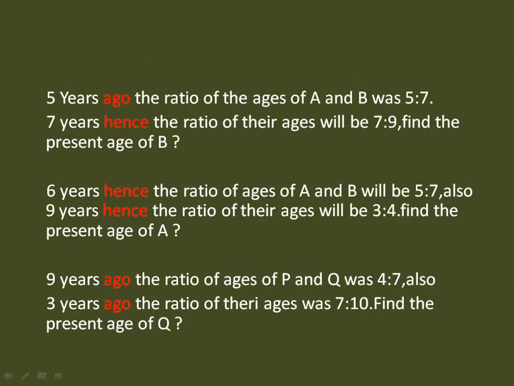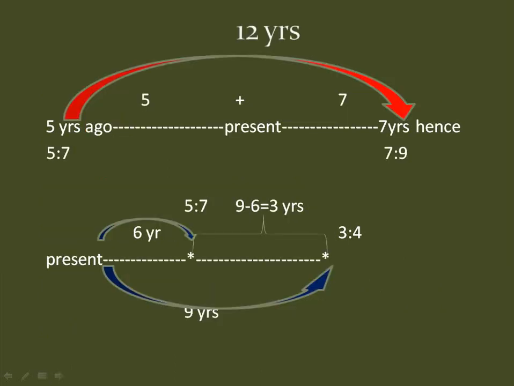6 years hence the ratio of ages of A and B will be 5:7. Also 9 years hence the ratio of the ages of A and B will be 3:4. Find the present age of A. Now see the graphical representation. 9 years hence the ratio of A and B is 3:4, but 6 years hence it is 5:7. There is a difference. Why has this difference come? Due to these 3 years.